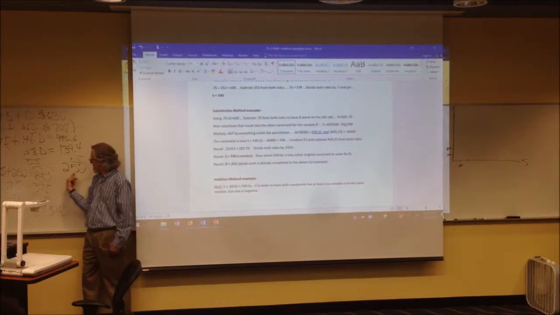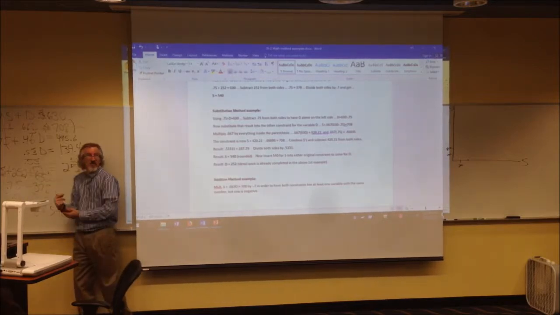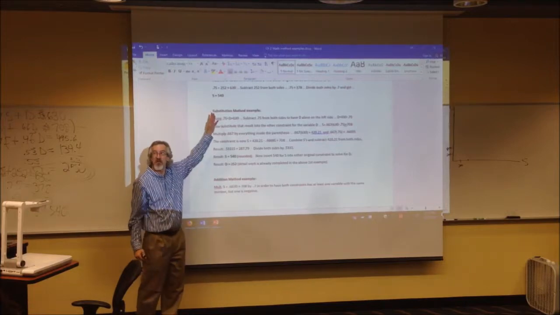Divide both sides, you get the exact same, everything's the same now from this point down. So that's the only difference between addition method and subtraction method.